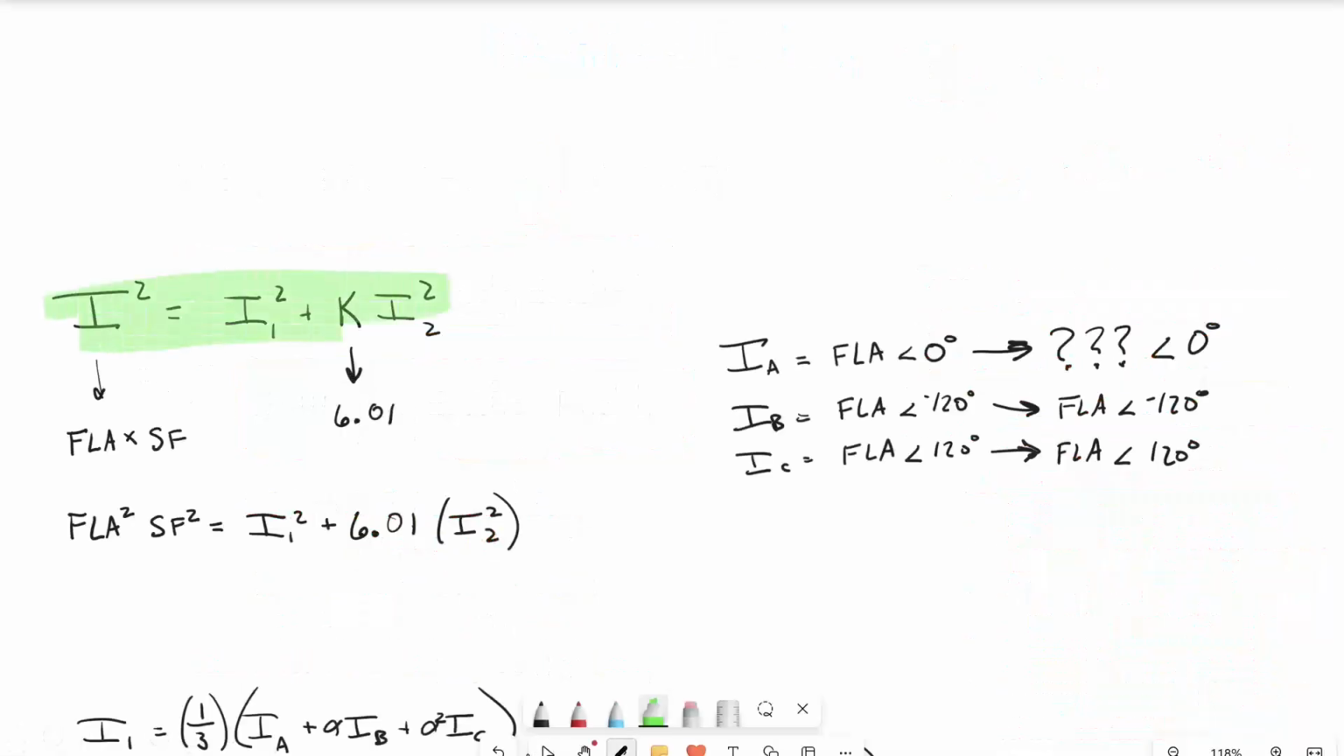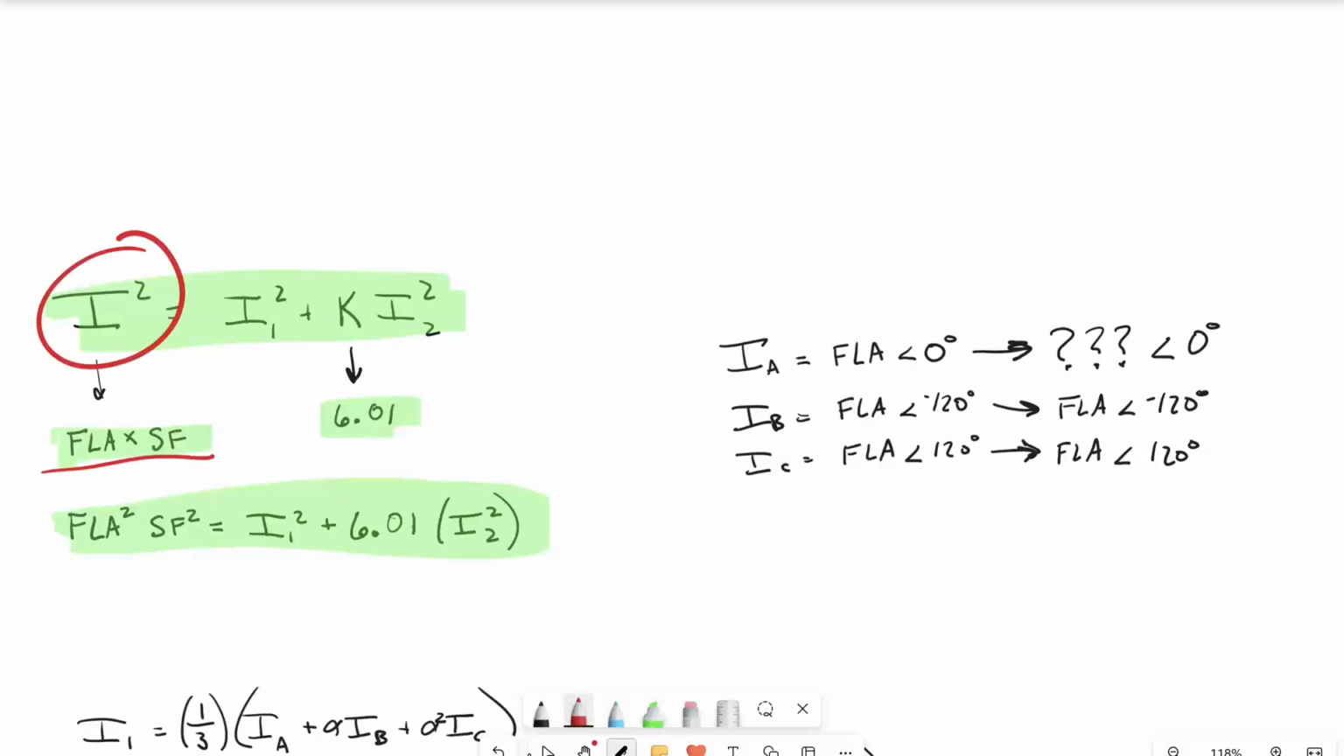This is our initial equation. And then here, we know that our ultimate trip level is going to be our FLA times service factor. And then this K is 6.01. So we could substitute all of that in here. And remember, this is I squared. So this is really, both of these are squared. That's what we got here. And then you've got the rest of it all right here.